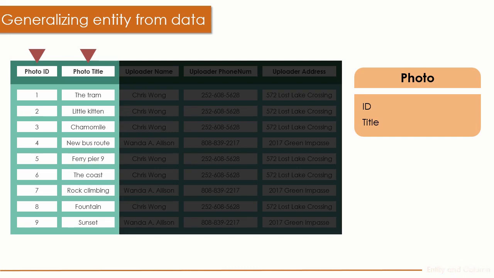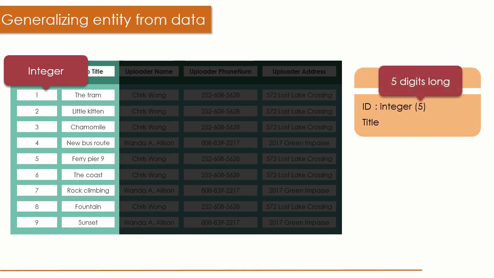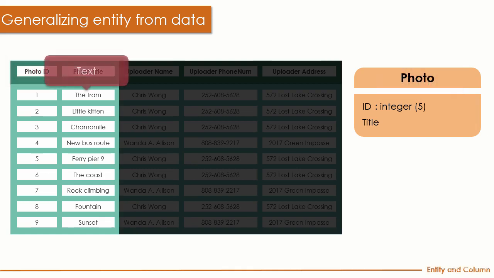If you look at the photo ID, it is an integer. And we will put the integer in the ID column of your entity. And the title is text. Then we will use a text type. In a database, it is a varchar type representing text. And you give the length.